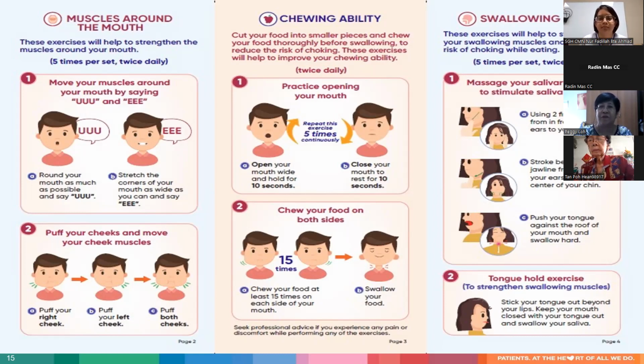So the next exercise is to push your tongue against the roof of your mouth and swallow hard. What I mean by that is push your tongue against the roof like this, like my friend over here, Fadila, you can see, and then swallow hard, and do it 5 times. And lastly is a tongue hold exercise. This exercise is to strengthen your swallowing muscles. Stick your tongue out beyond your lips like this, then keep your mouth closed and swallow your saliva, and do it 5 times per set, twice daily.